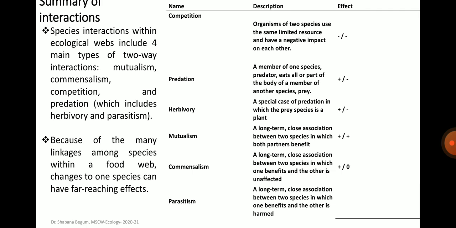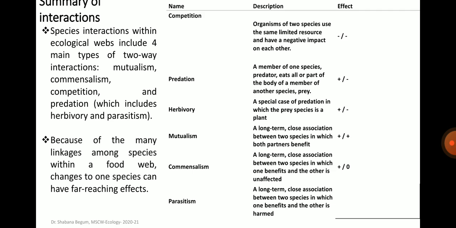Mutualism is a long-term close association between two species in which both partners benefit. This is a beneficial interaction, hence the effect is positive for both. Commensalism is a long-term close association between two species in which one benefits and the other is unaffected. That's why the effect is called beneficial, that is plus, advantageous, and the other one is zero, that means neutral.